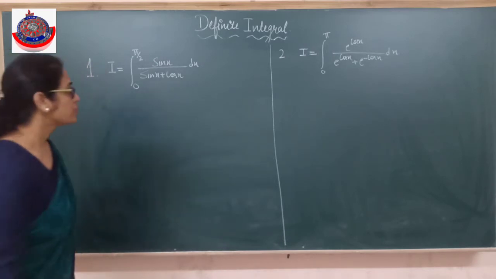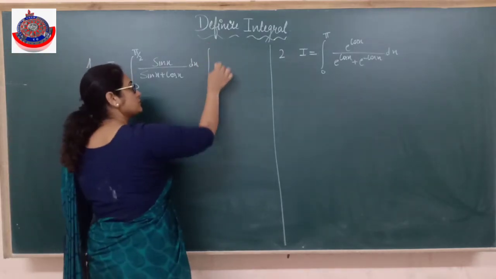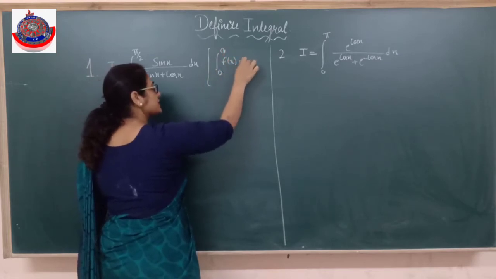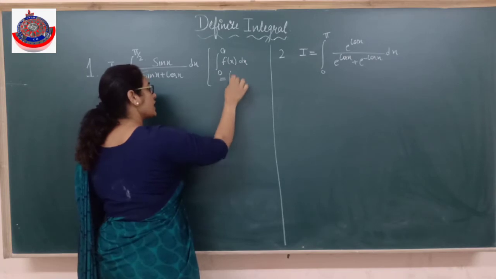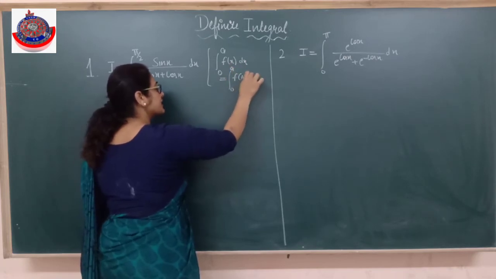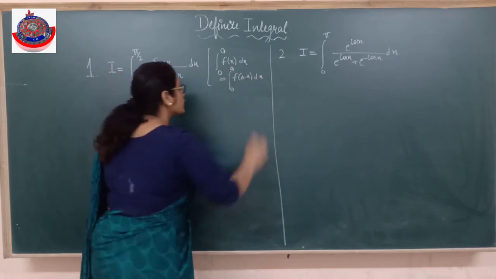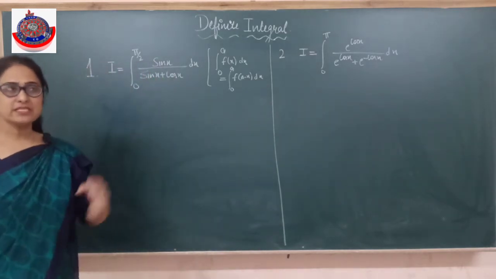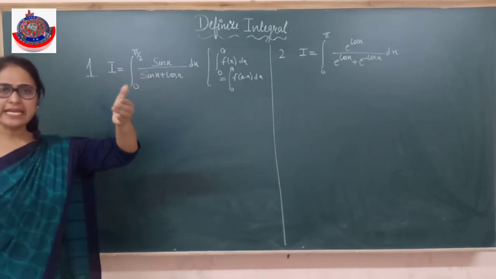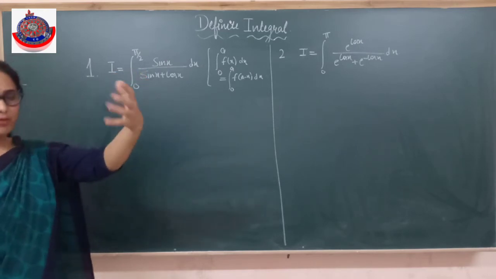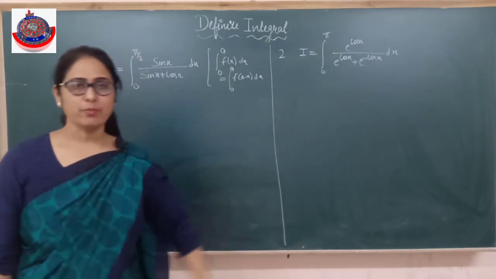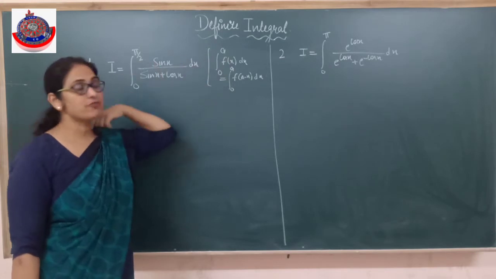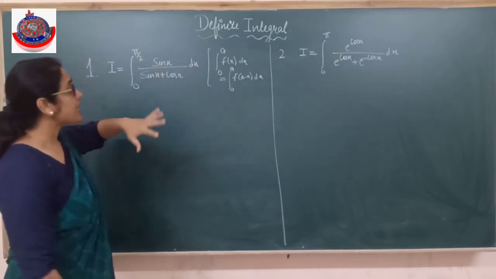See, we apply one property: integral 0 to a of f of x dx is equal to integral 0 to a of f of a minus x dx. A very useful property in the questions. There are three very useful properties, and the first and second can be part of them. This property would be applied in such kind of questions.